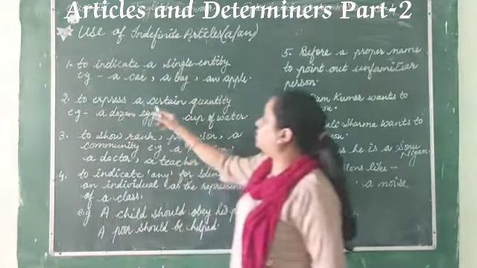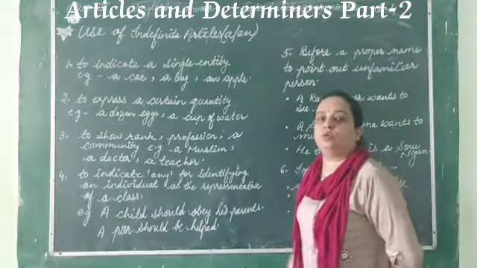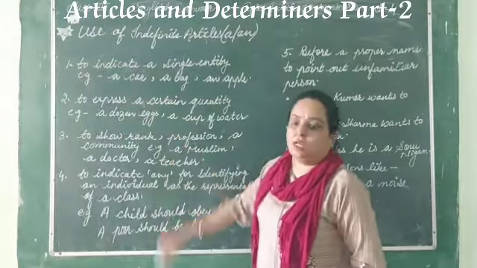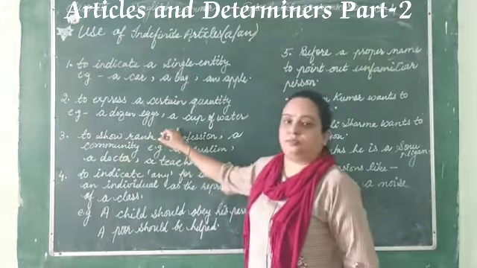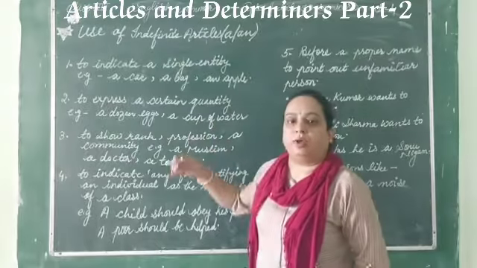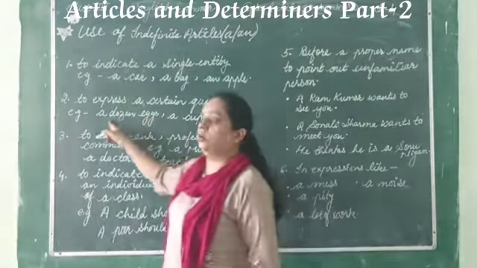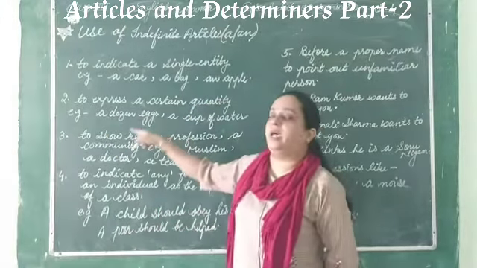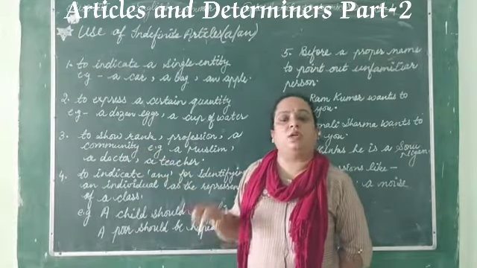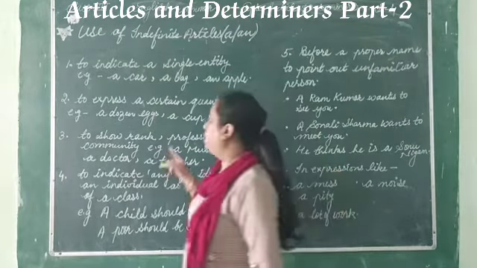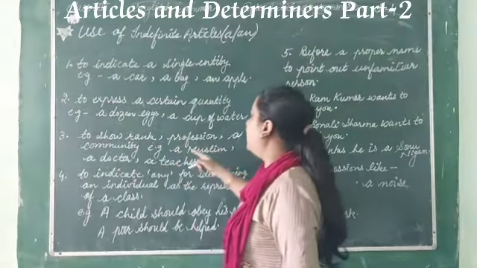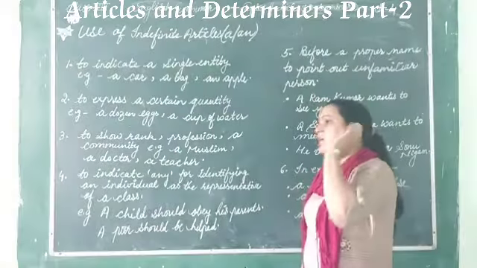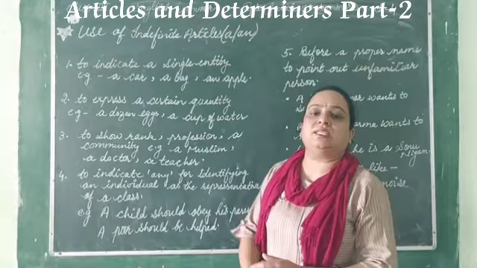Second is to express a certain quantity. When we want to express a certain quantity, we use a and an. Suppose a dozen eggs, a cup of water, right? If the first letter of the noun starts with a consonant sound, use a. If it is giving a vowel sound, there you have to use an, right? Next, the third one, is to show rank or profession or a community. Suppose we want to write, he is a doctor, my mother is a teacher.